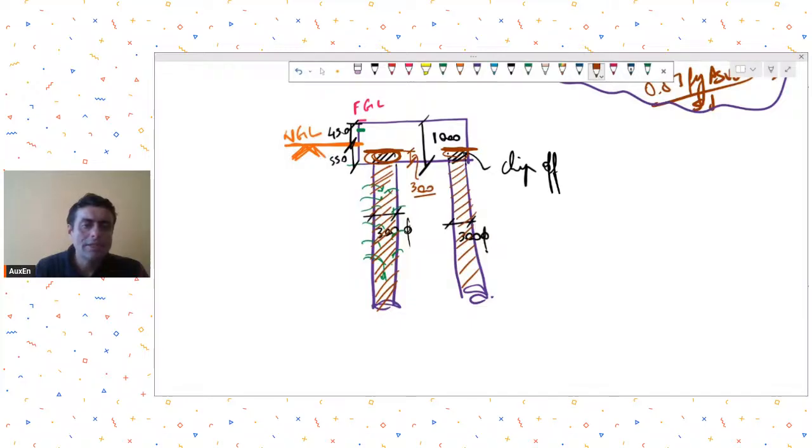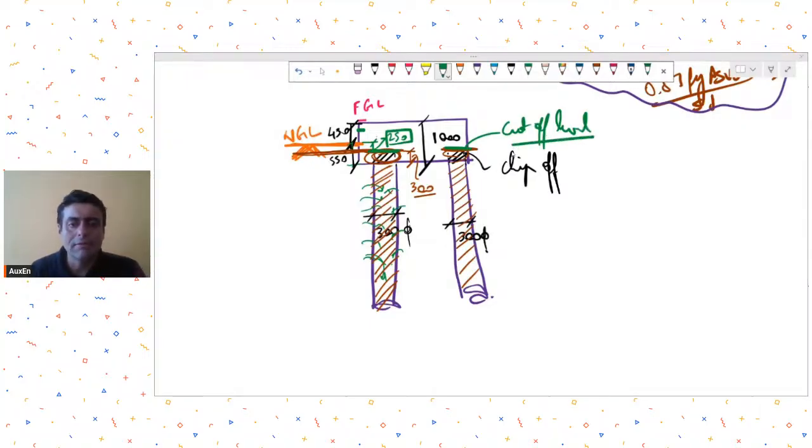So what will be this depth then below NGL? From here to here was 550, and minus 300, so it will be 250 mm below NGL, correct? This 250 mm below NGL, till which we are going to cast our pile, is called the cutoff level. So basically we are going to cast our pile till this level. This will be called the cutoff level.